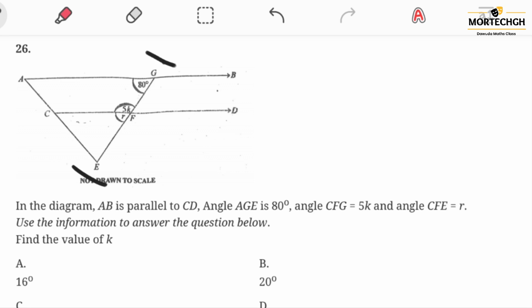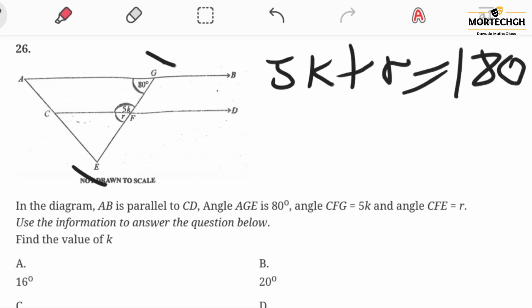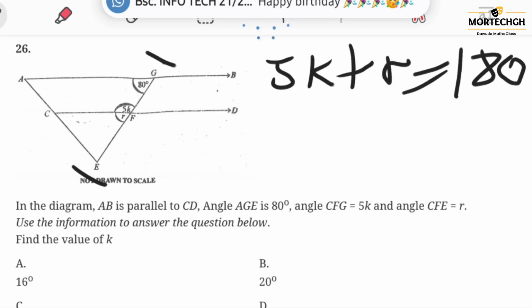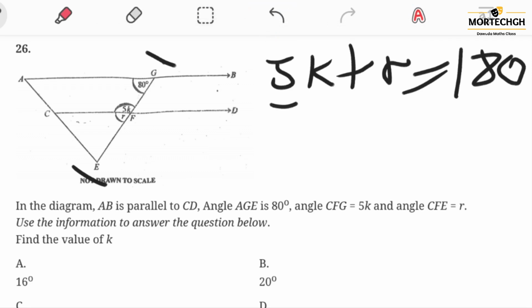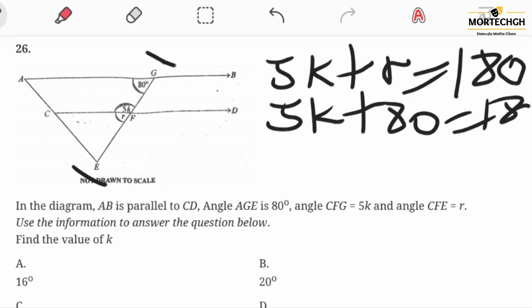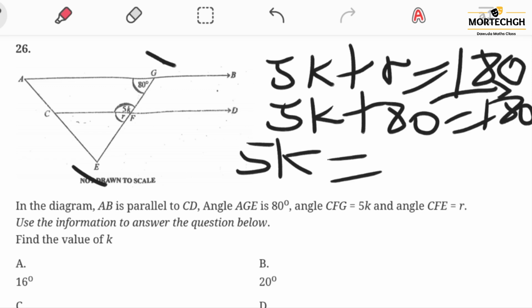An angle on a straight line gives you 180 degrees. So you have 5K, that's the angle on it, plus R, to be equal to 180 degrees, because angles on a straight line form 180 degrees. But we know angle R to be equal to 80 degrees. So we now have 5K plus 80 equal to 180 degrees. So we just make K the subject. So we have 5K equal to 180 minus 80, which is 100. So 5K is equal to 100.